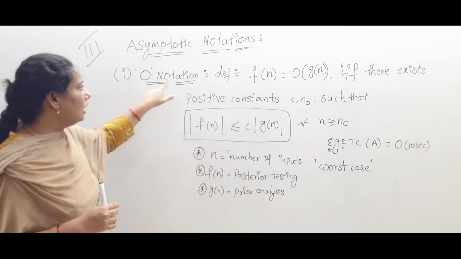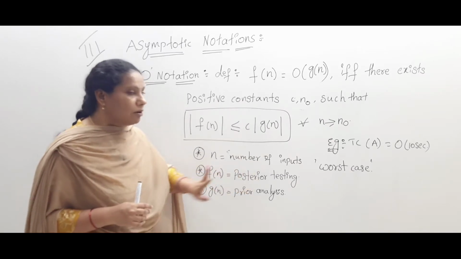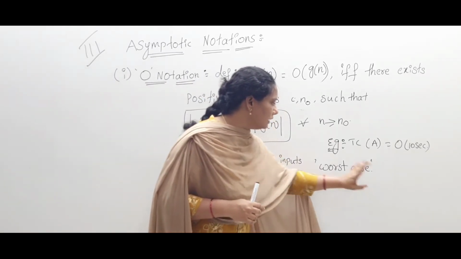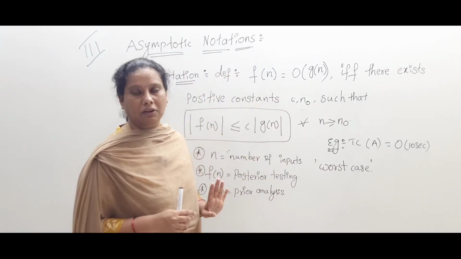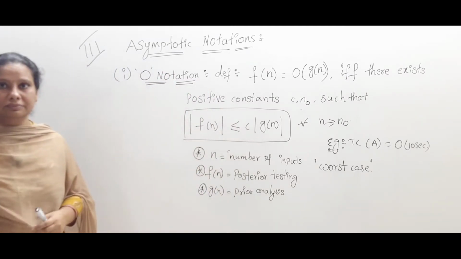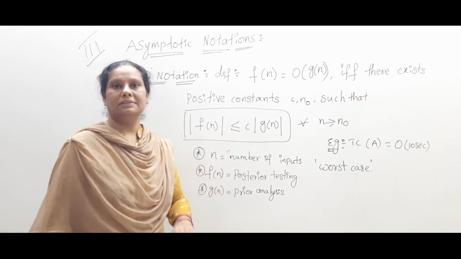Okay, this is about the O notation. Let me explain once again. n is equal to the number of inputs, posterior testing and prior analysis. And what you are representing here is the worst case. Okay, this is about your O notation. Okay, let me take a normal example here.